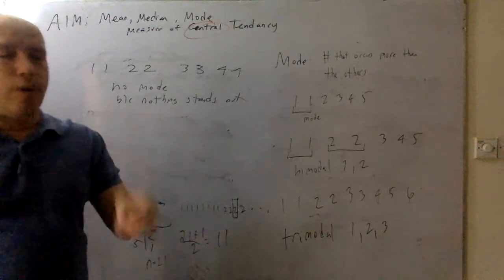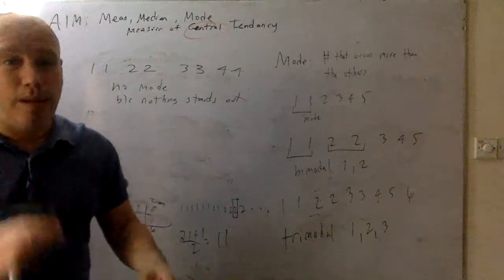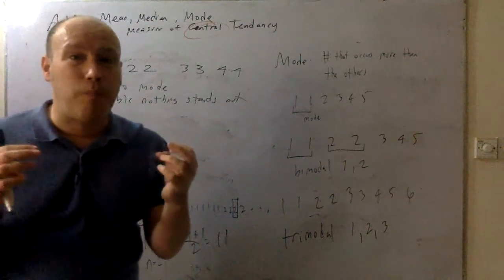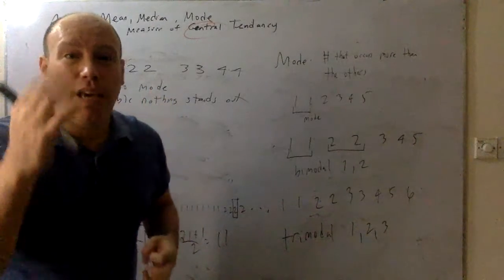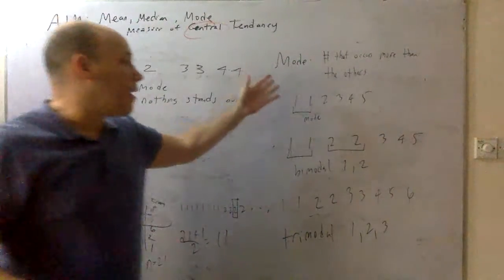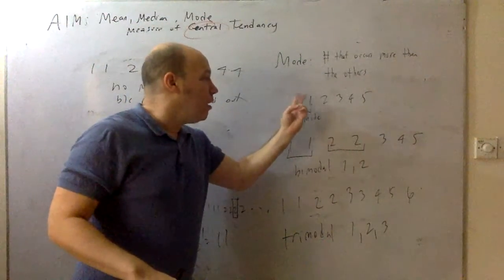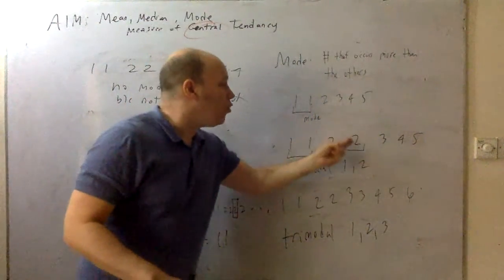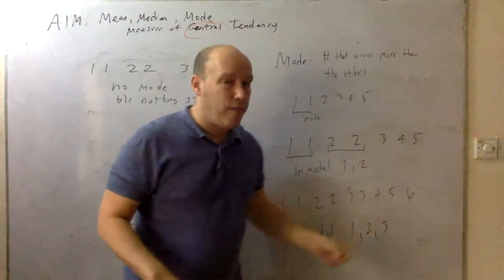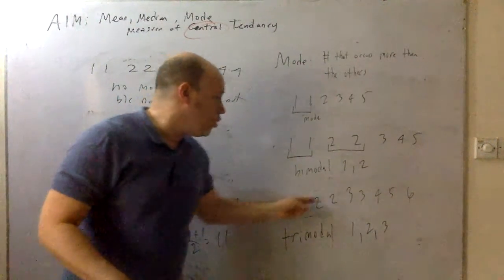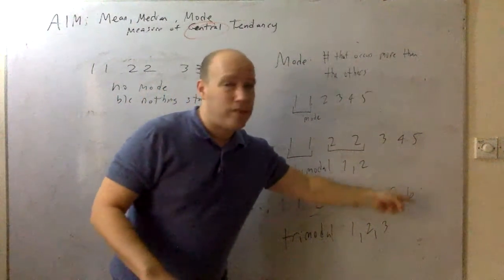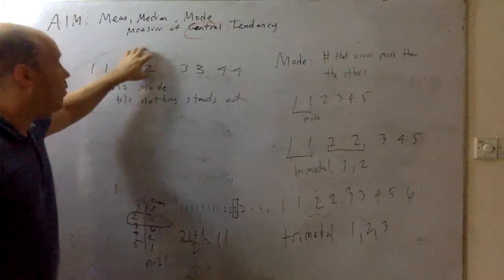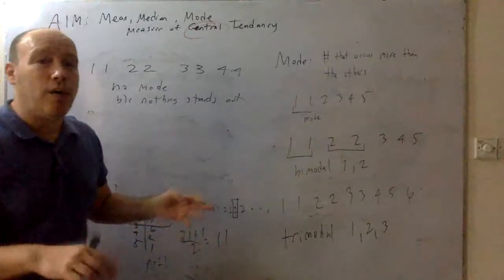That's the idea: what is greater than the others? In mode, it's like they're competing with each other. What pops? What do you see over something else? And that's the idea here. I see 1s before I see 2, 3, 4, 5. Over here, I see 1 and 2 before I see 3, 4, 5. Over here, I see 1, 2, 3 before I see 4, 5, 6. But the problem here is that they're all equal.